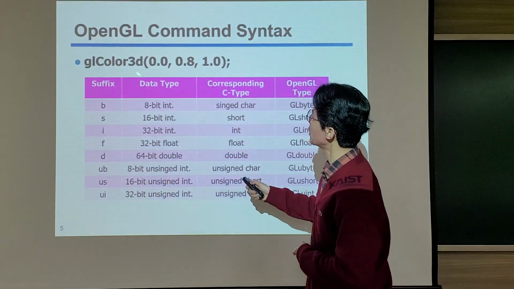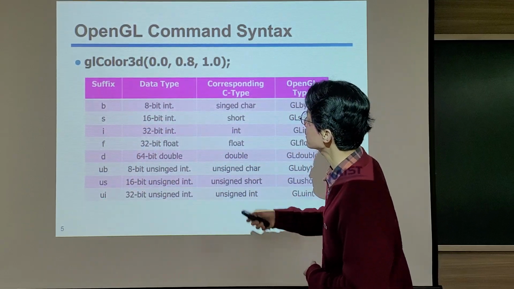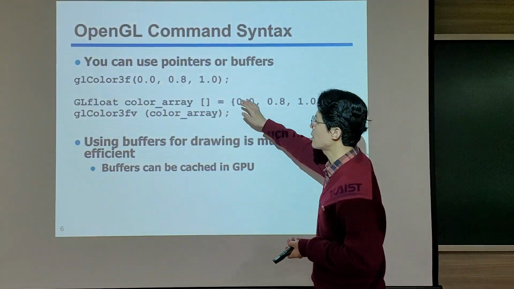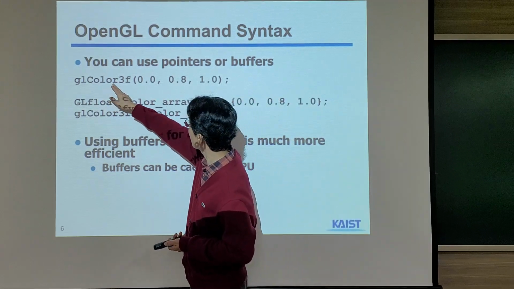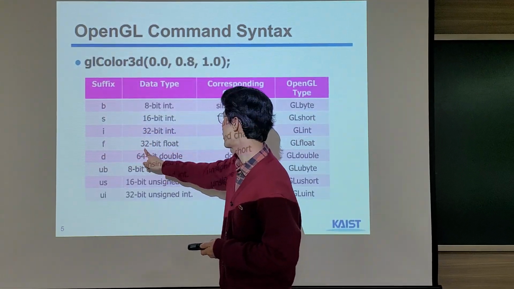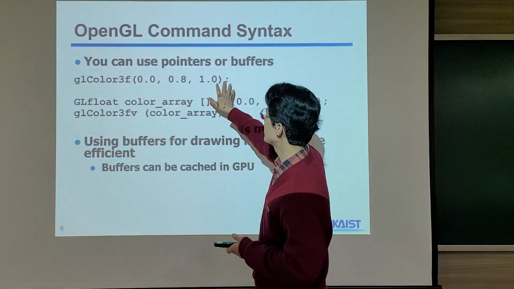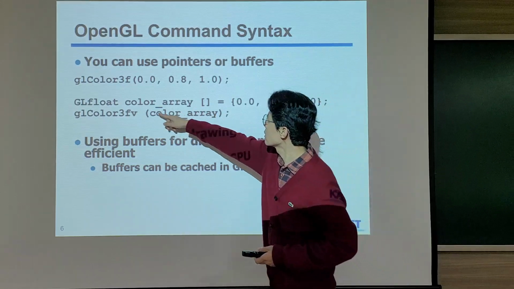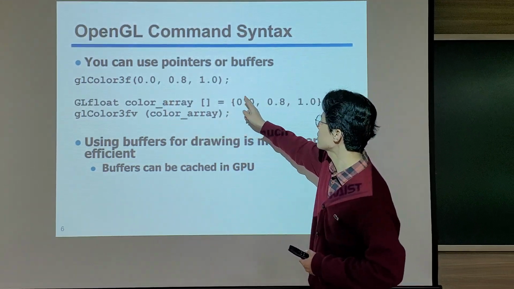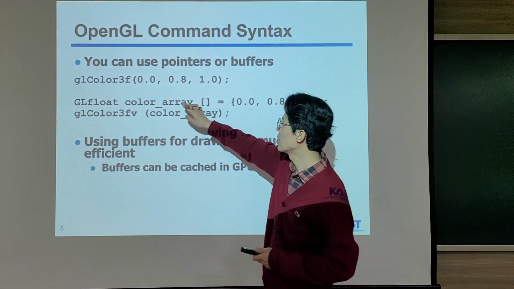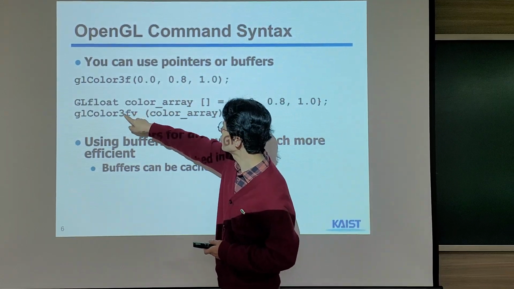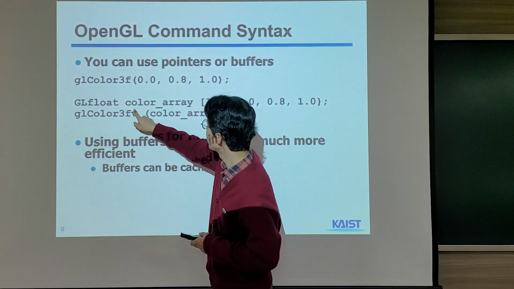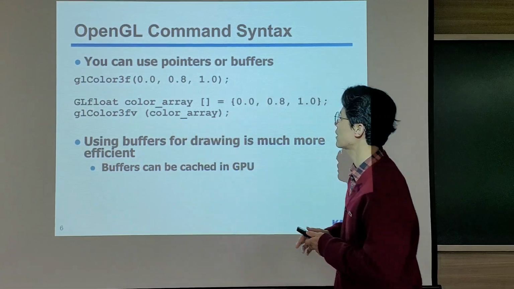So when you see suffixes like this, and also in the prior example we used glColor3f, f here is a 32-bit float with RGB. But you can also specify some sort of buffer. You can specify this buffer with an array of RGB values, and then use that buffer pointer to specify the color, glColor3fv. v is a vector, which indicates this kind of array.